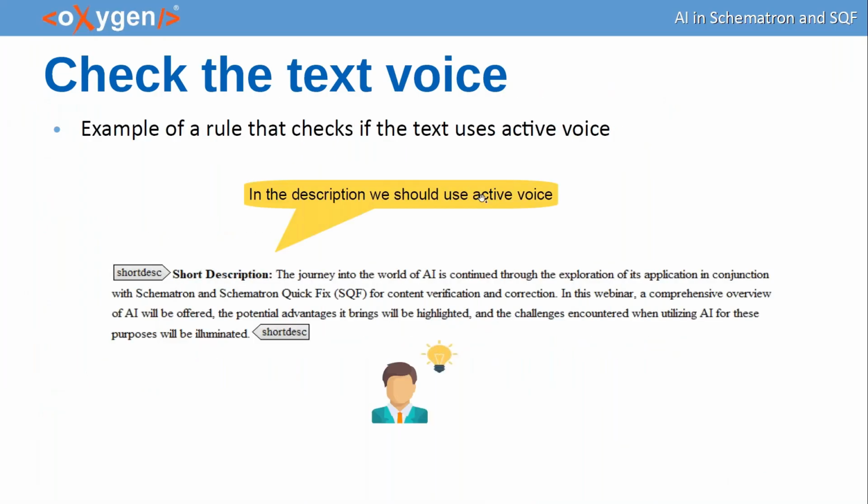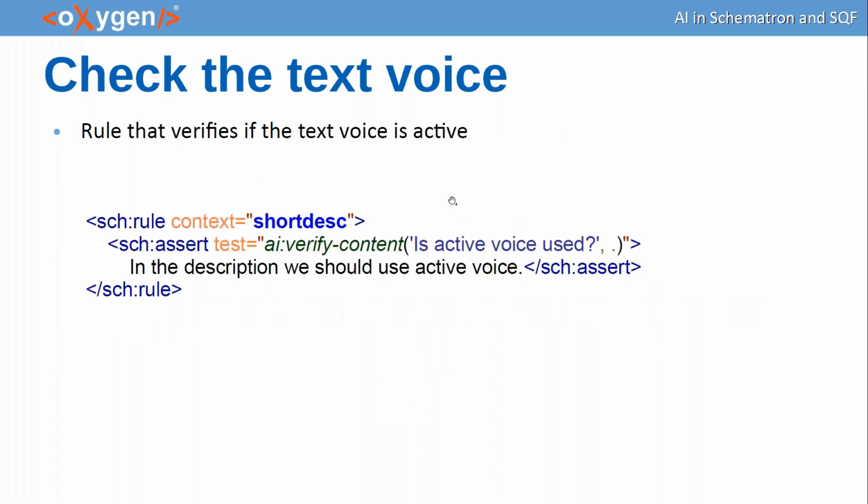Another example would be to use active voice. For example, if you have some description and you want active voice used in your description, you can check this using a Schematron rule that uses AI. Here I reformulated some phrases to use passive voice. If I create a Schematron rule that says verify content, is active voice used, and pass this content, I'll get that active voice is not used and the rule will fail.